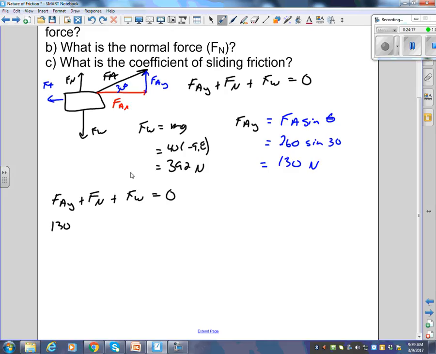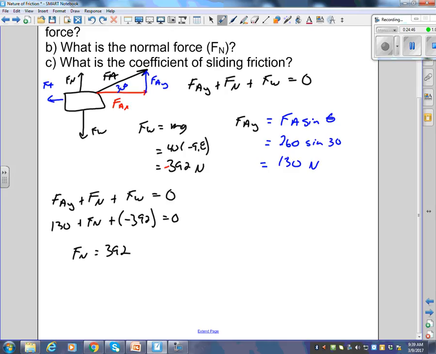So this FW really should be negative, right? So the 130 is up, it's positive, plus the normal force, plus the weight force, which is a minus 392, is all equal to 0. Right? So now I'm going to isolate Fn by taking those to the other side. The minus 392 goes to the other side and becomes plus 392. Or if you want to think about it, you add 392 to both sides.